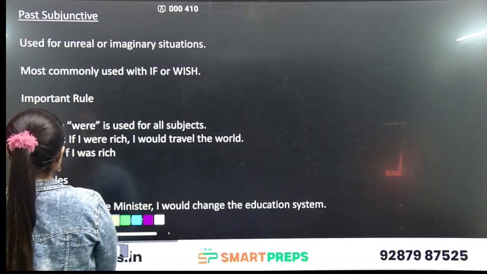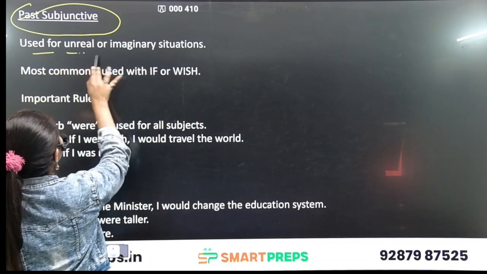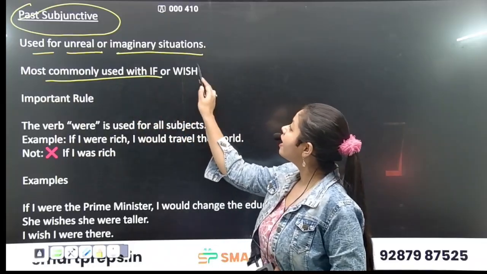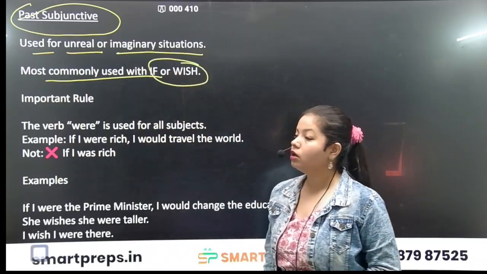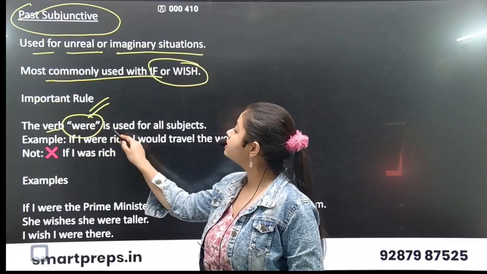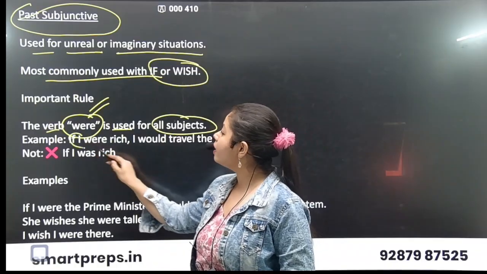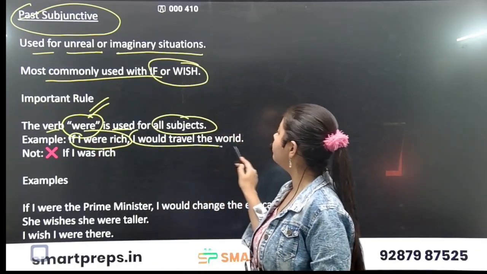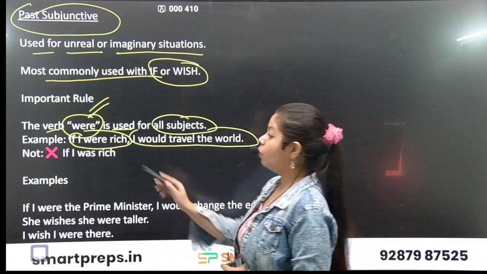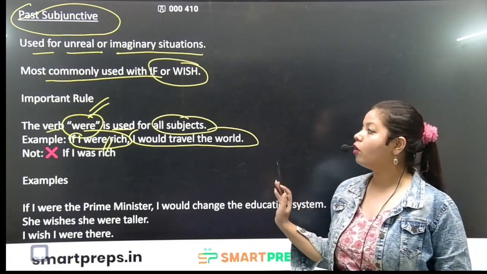Now let's understand past subjunctive, which is used for unreal or imaginary situations, most commonly used with if or wish. The most important rule is the verb were is used for all subjects. For example, if I were rich, I would travel the world, not if I was rich. So were will be used for all subjects.